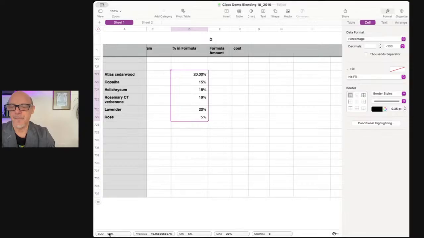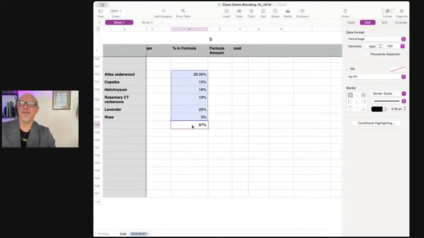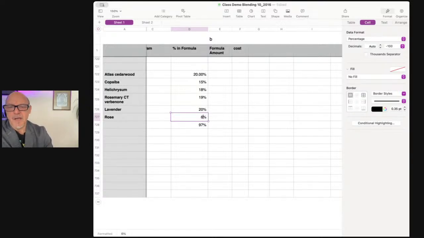All right, so what I'm doing here is creating my formula. I do everything in percentage because everything I do is from weight, but from a percentage, you can do it from drops. You can do it however you want to do this formulation. And I need 3% more, so I will go 1% higher on rose.